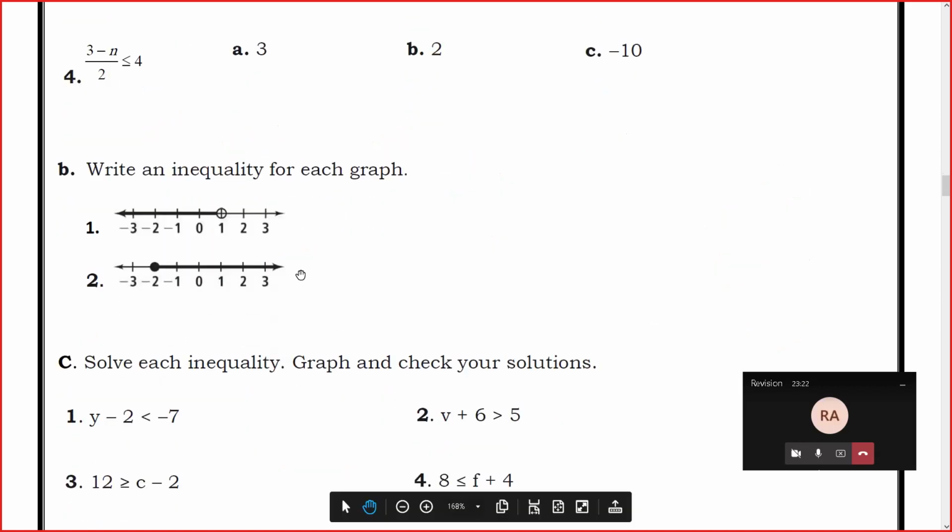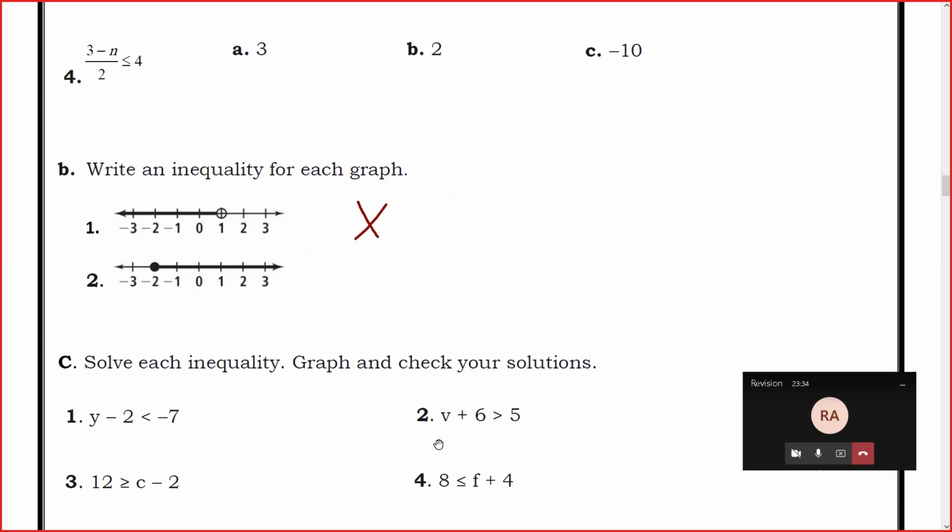Now, write an inequality for each graph. Now here, we have a graph of the inequality, and I need now to write the solution. First of all, x, then greater than or less than.